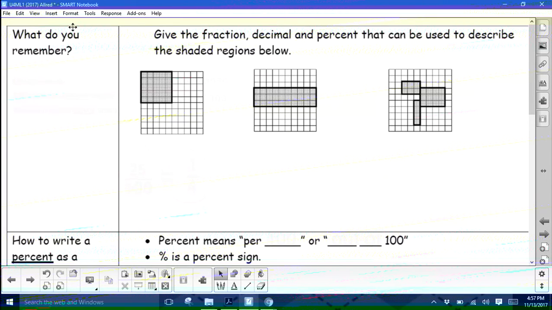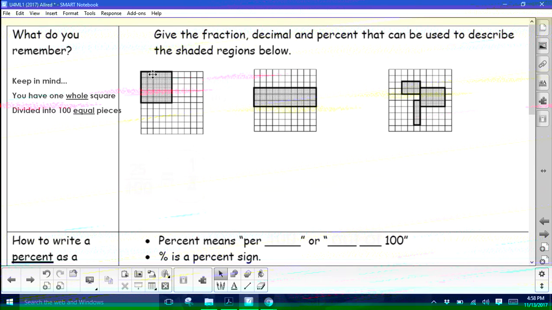And here's what we're going to do. We're going to talk about everything we remember from percentages last year. So you're going to tell Edpuzzle everything, if anything, you remember from last year about percents. Thank you. So what we're going to do is we're going to try to figure out what percent of this grid has been shaded. Okay?